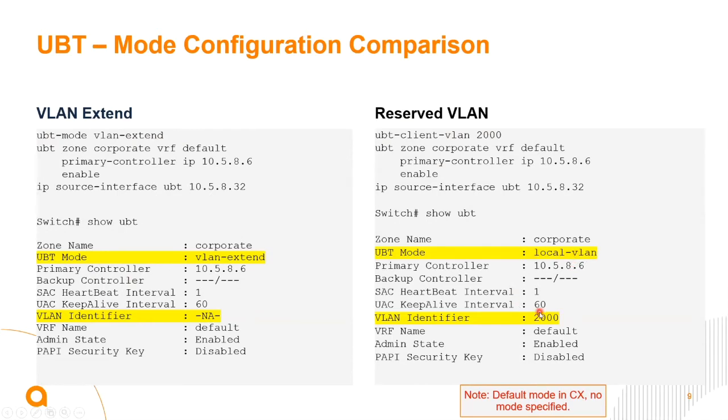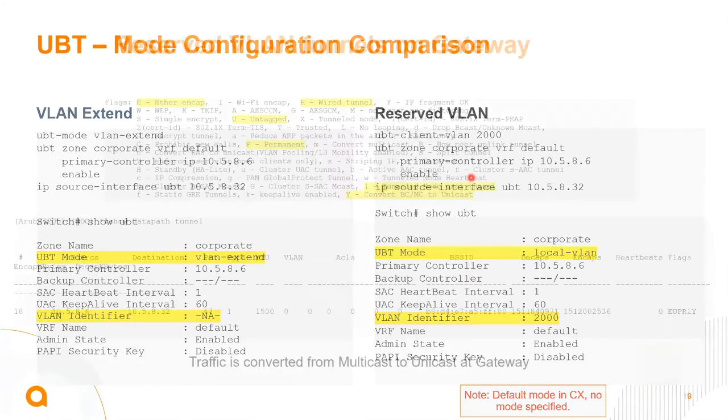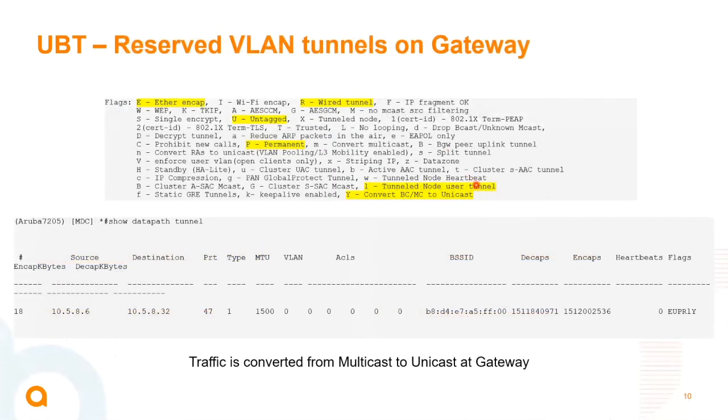By default, we're on reserved VLAN. That uses the UBT client VLAN. So if you have this configured and you turn on the VLAN extend mode, it's just going to ignore this command. And then if we did a show UBT using the reserve VLAN or default method, you will see the mode is called local VLAN. The switch calls it local VLAN, and then you would see the VLAN specified. So note that this is the default state. You still need the source interface on both of these methods of doing this.